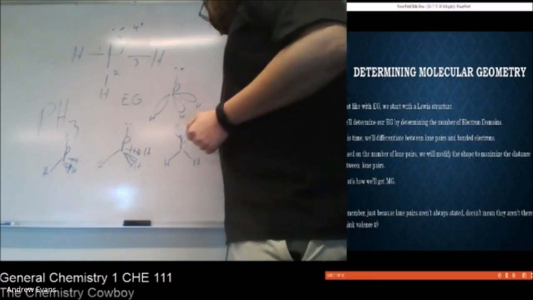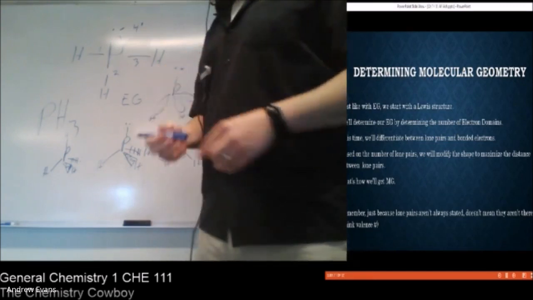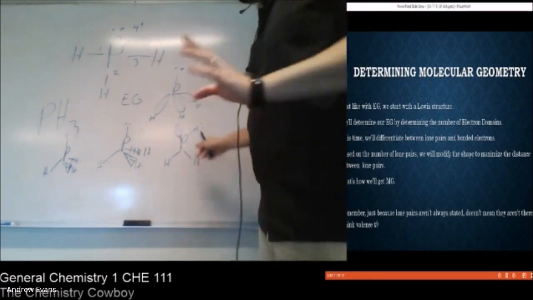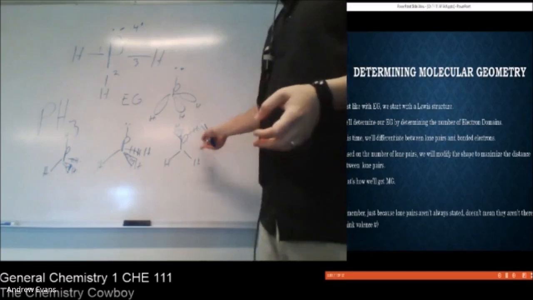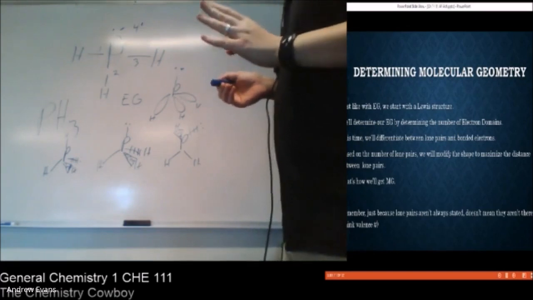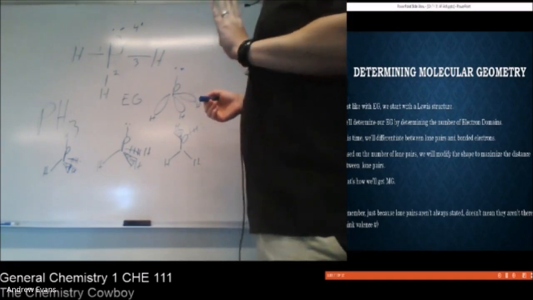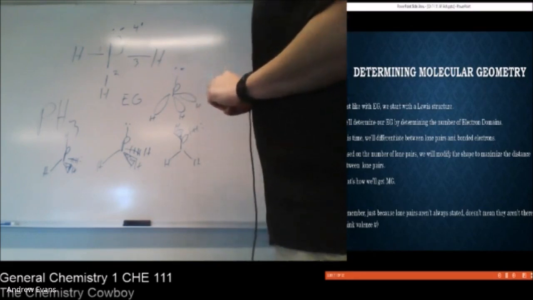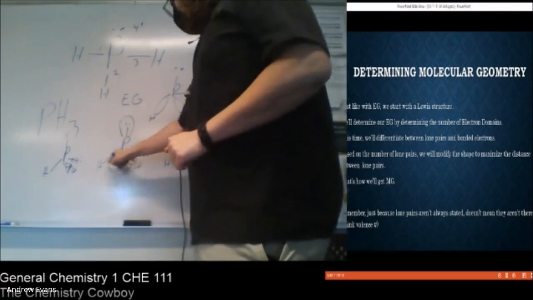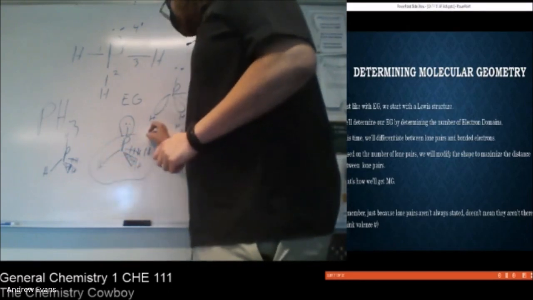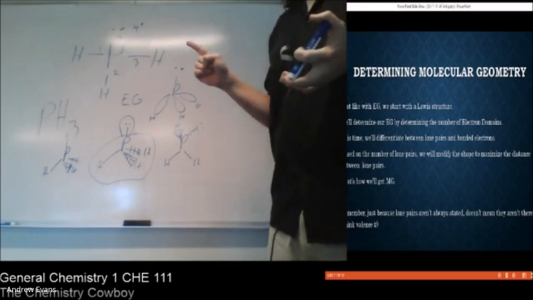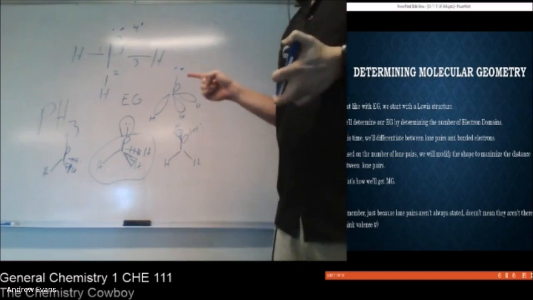But we could also represent it like a guy doing the splits, arms out like a cheerleader doing the cheer. But either way, the electron domain geometry would be tetrahedral for this guy, because there are 4 things coming off phosphorus. When we go to look at the actual molecular geometry, these guys are still here, but now we focus only on this region. So we have 3 bonds, 1 lone pair, and so it becomes trigonal pyramidal.